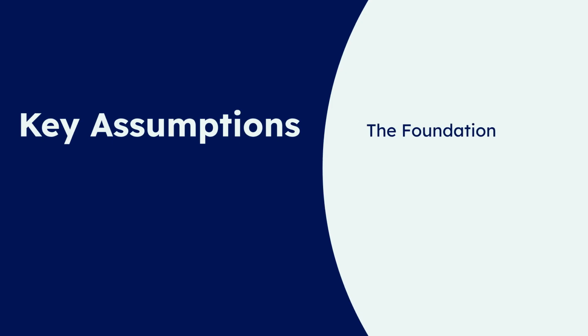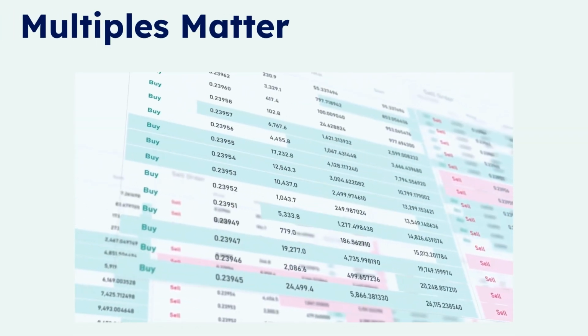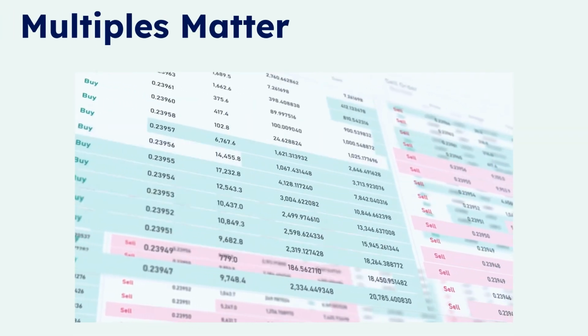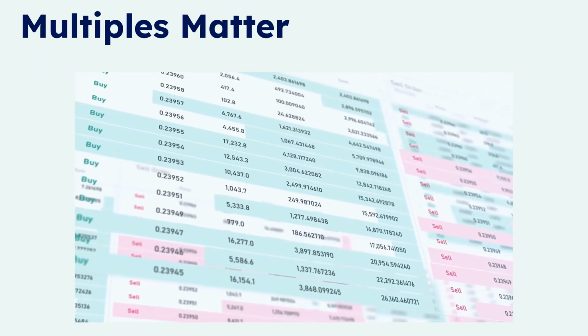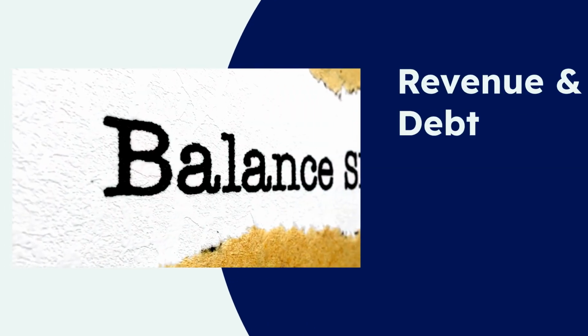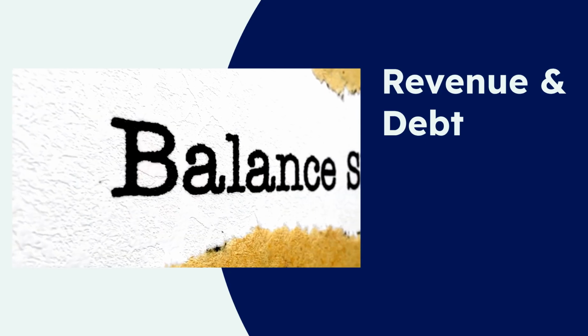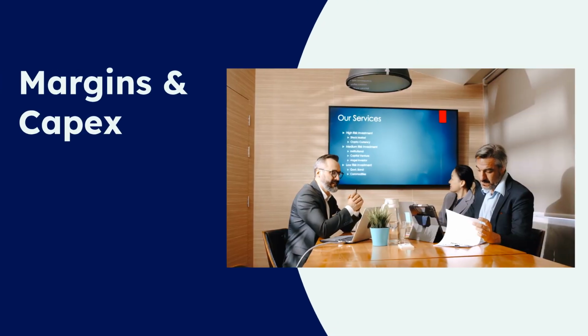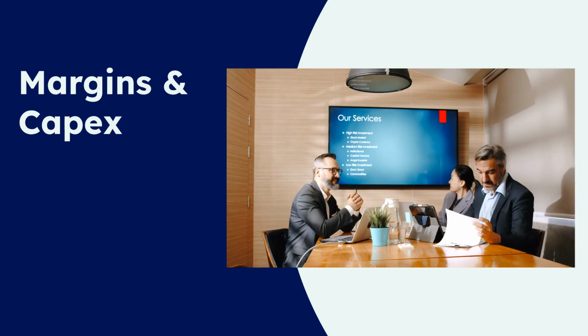Every robust LBO model begins with a solid set of key assumptions. These are the building blocks that dictate the entire financial projection. It dives into entry and exit multiples, which are critical in valuation. They directly impact how much a private equity firm pays for a company and how much they sell it for. It also contains revenue growth forecasts and the intricate debt structure, including various tranches and their specific terms. Further, it covers assumptions on margins like EBITDA and EBIT, capital expenditures, and the ever-important working capital needs.